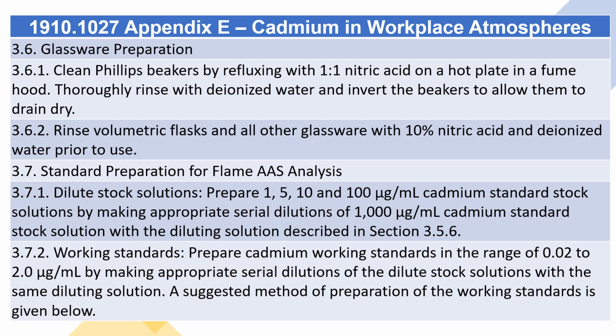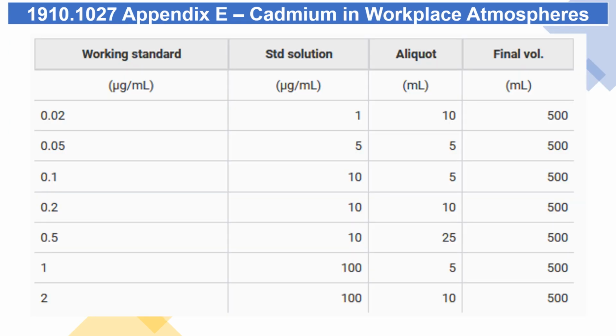A suggested method of preparation of the working standards is given below. Store the working standards in 500 ml narrowmouth polyethylene or glass bottles with leak-proof caps. Prepare every 12 months.